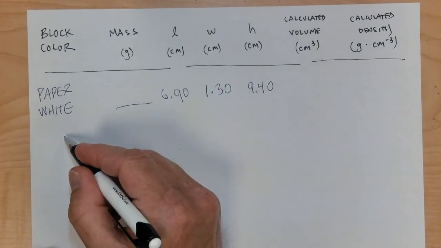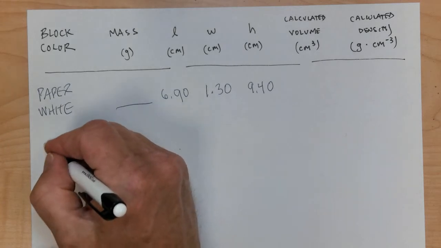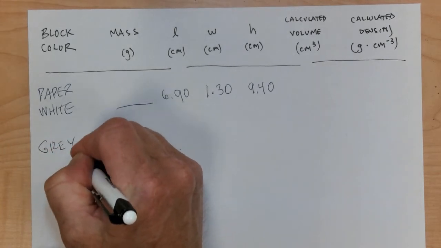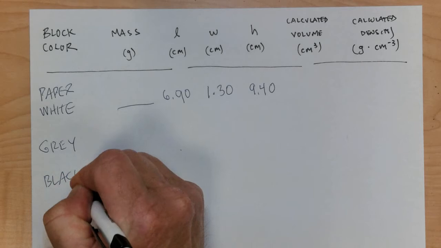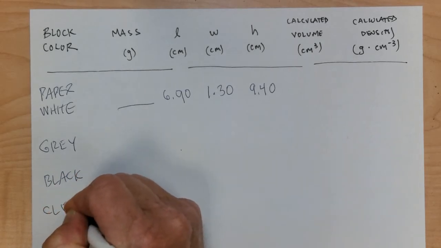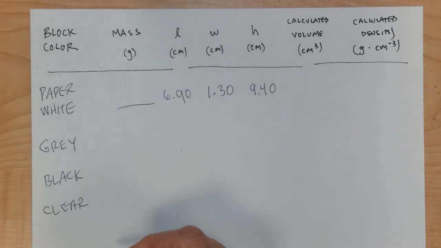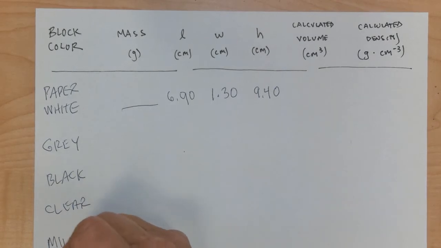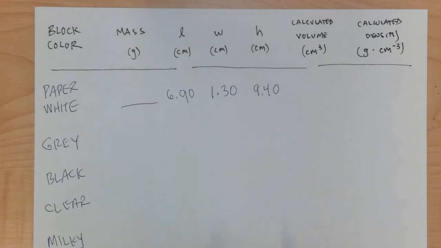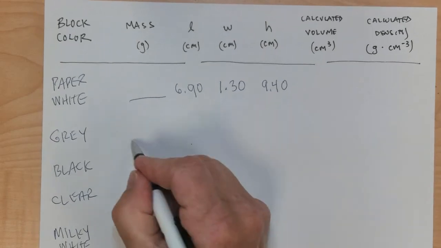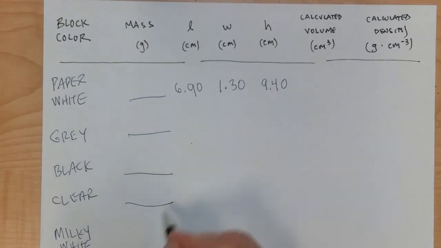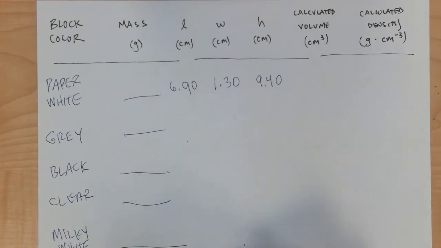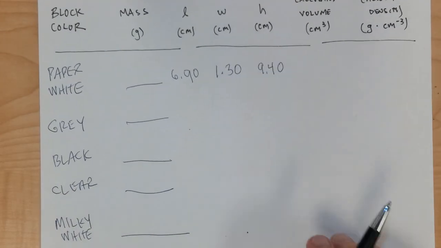While you're doing that, you can finish writing down the other blocks. We'll have a gray colored block, a black colored block, a clear colored block, and then the last one that we're going to do is milky white. I'll hold up each one and then give you the mass, and then you will take the measurements as I hold it up, and you can write them in here, and then I'll leave the rest to you for volume. So I'm going to go get the mass of the paper white. I'll be right back.